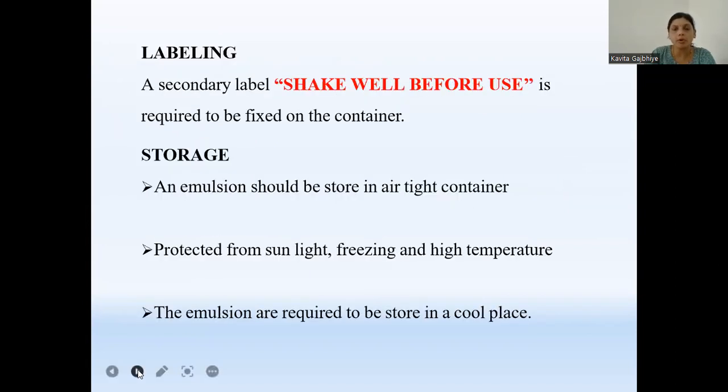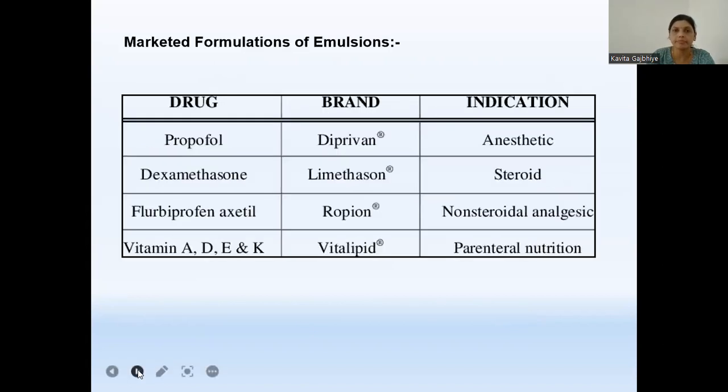Now, what is the proper labeling condition? A secondary label, that is, shake well before use, is required to be fixed on the container. And on the primary label, another indication like for external use or internal use, basically for what purpose, we can write. Storage: the emulsion should be stored in an airtight container, protected from sunlight, freezing, and high temperature. Emulsions are required to be stored in a cool place.